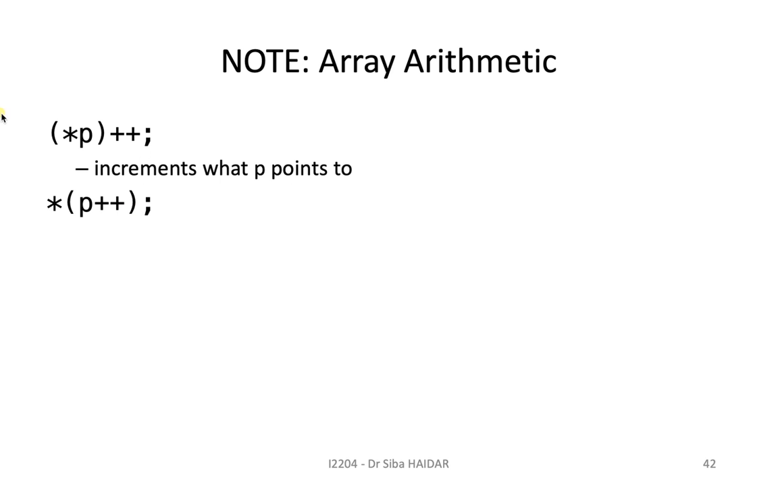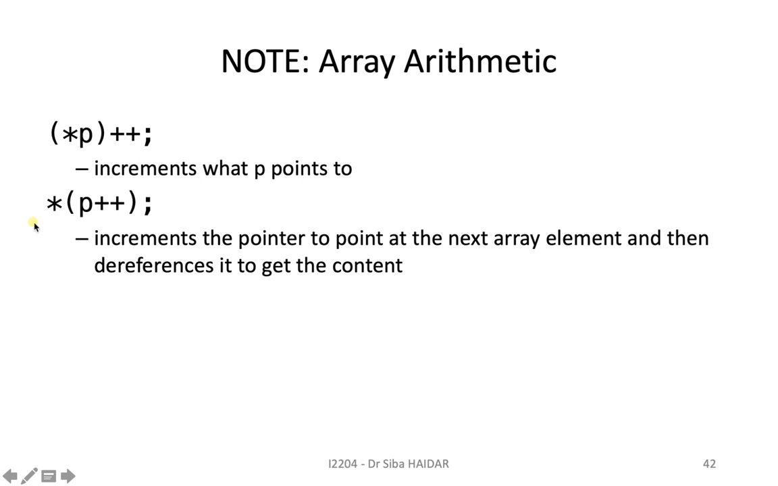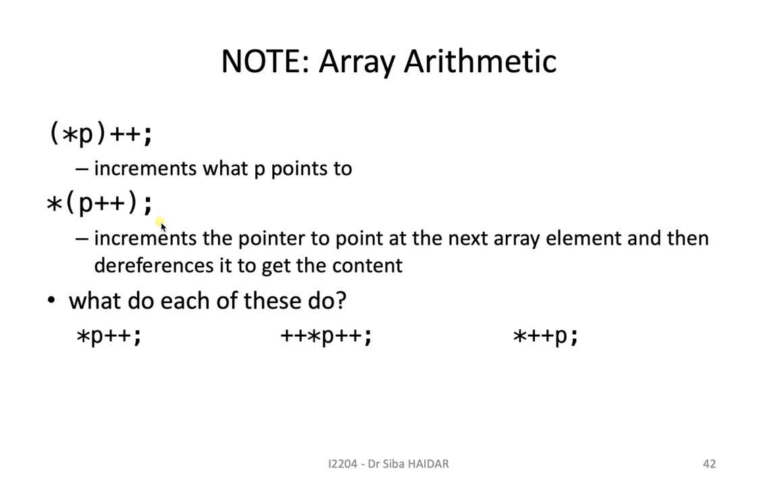Yes, it changes. (*p)++ means increment what p points to. However, *p++ means increment p, increment the pointer to point at the next array element, and then dereference it to get the content. What to do with the content? It increments p, but the content is not incremented. If you said *p++ = 4, you have put 4 inside the next element where p points. What does each of the following do if I remove the parentheses?